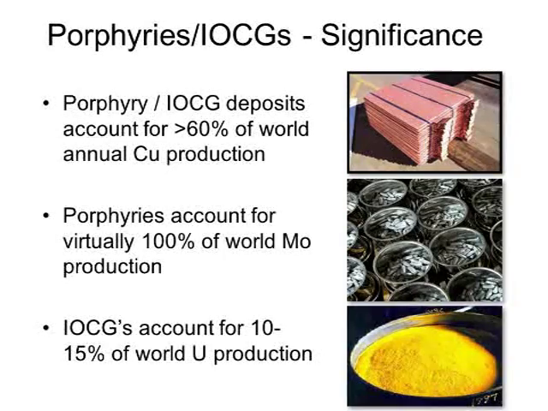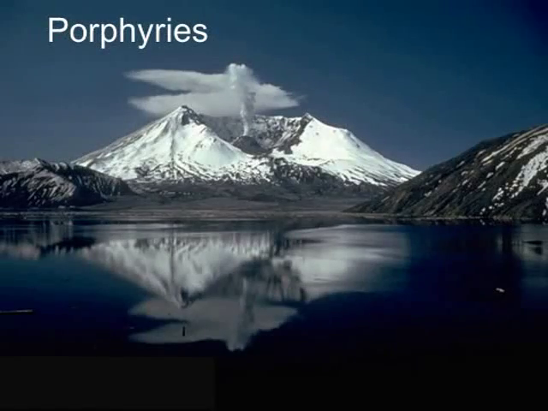So let's start off now with porphyries. Whereas the mafic layered complexes we discussed in the last talk usually developed relatively deep in the Earth's crust, porphyries form at a much shallower depth. Not quite as shallow as epithermal deposits, but not much deeper than them either.